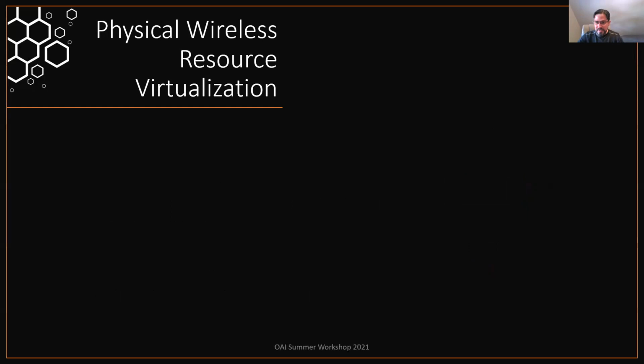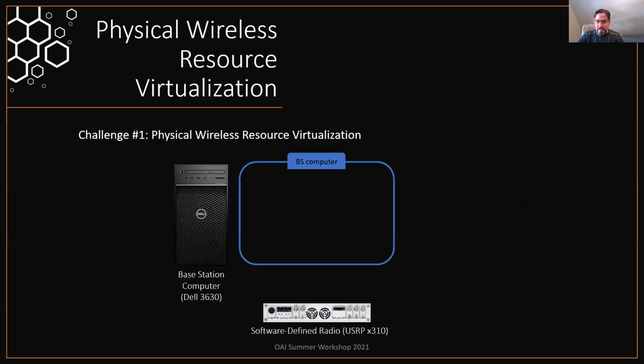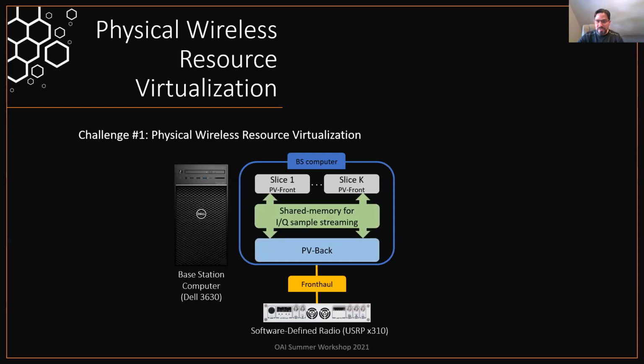Now, before diving into the details, let's consider the two main components that compose our base station. The BS computer and the USRP-X310 are connected via an OS2 single-mode fiber fronthaul link. The BS computer contains one or several slices that stream their baseband traffic or IQ samples through a dedicated high-speed communication bus, which is actually shared memory. And a module called PVBAC is in charge of transferring the time domain baseband traffic between the USRP and the slices.